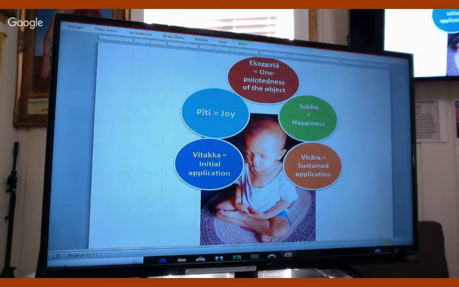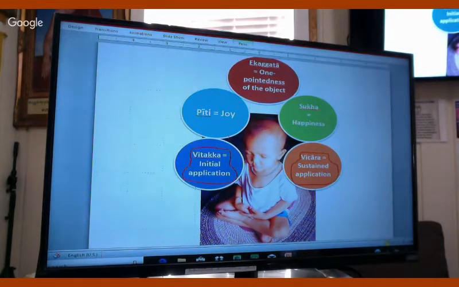So these 5 final ones, these all are jhana factors. These 5 kinds, all are jhana factors. Number 1 is Vitakka, initial application. Number 2 is Vicara, sustained application. We will explain these one by one.